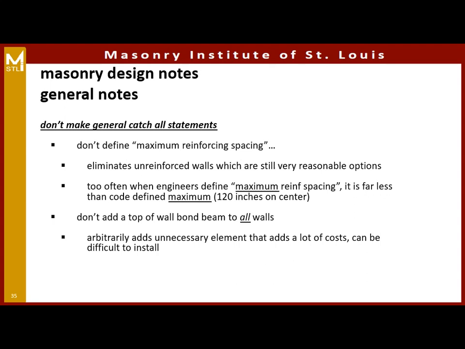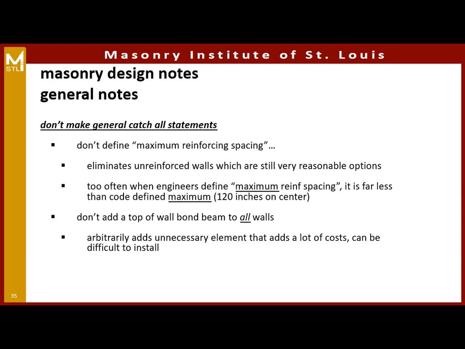So with general notes, as I mentioned, we want to try and avoid making general catch-all statements. So for example, don't try and define maximum reinforcing spacing in the general notes. Depending on what kind of masonry we have on our project, unreinforced walls could be a reasonable option, and a note like this might eliminate that possibility. And a lot of times, I remember in my previous job, I'd see a note that says maximum reinforcing spacing is 48 inches.